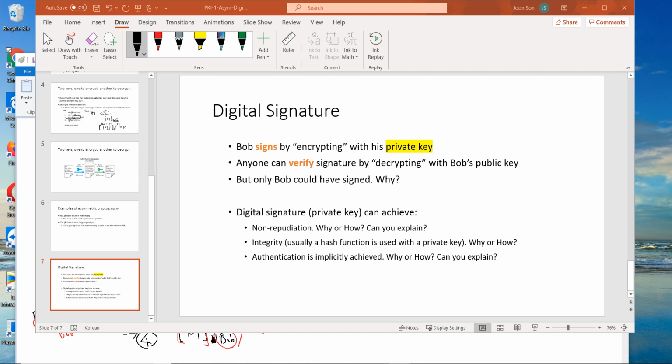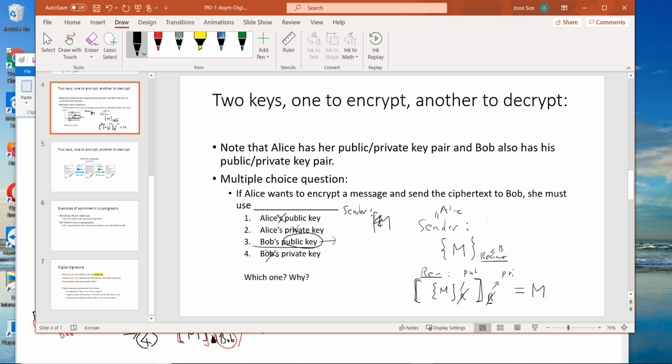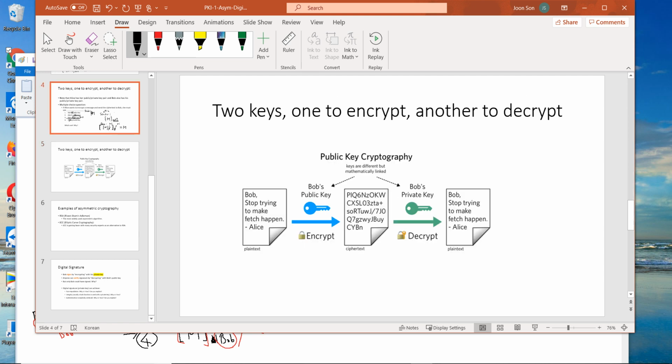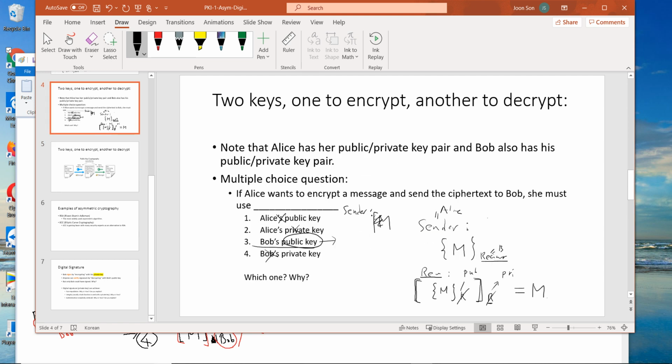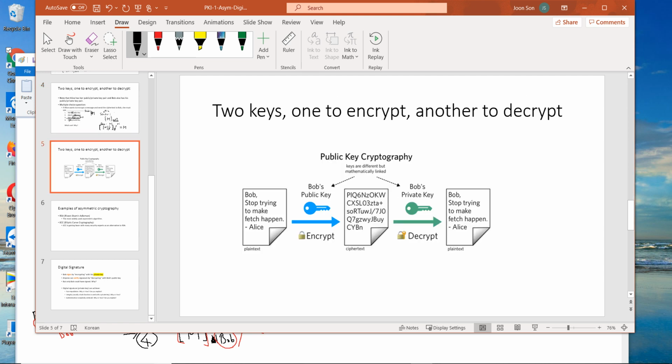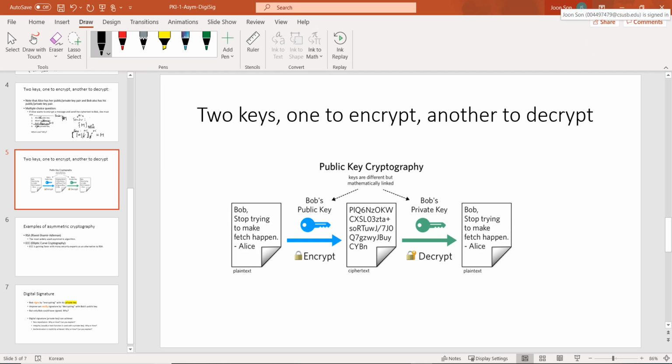Okay, so let's talk about asymmetric encryption a little bit more, right? This slide shows a diagram of how Alice uses Bob's public key to encrypt the plain text message. So let's say this is Alice, the information sender, and then we have Bob right here.